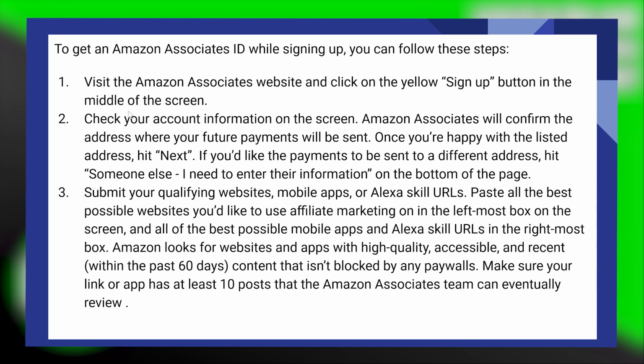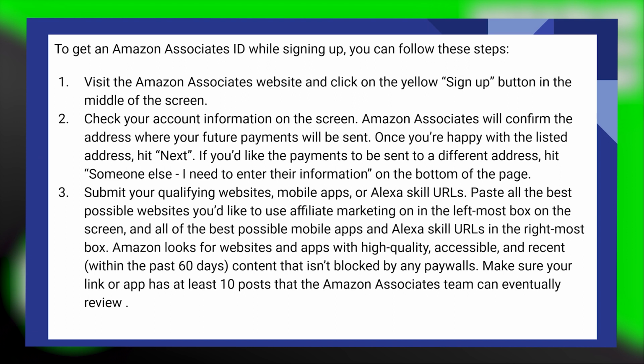Now check your account information on the screen. Amazon Associates will confirm the address where your future payments will be sent. Once you're happy with the listed address, hit Next. If you'd like the payments to be sent to a different address, hit Someone Else. Then enter their information at the bottom of the page.